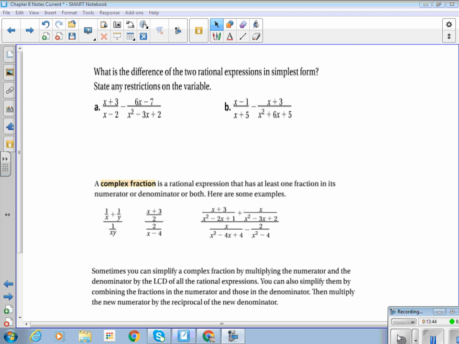Go ahead and take a moment. Subtraction is super close to addition, so it's minusing. The only tricky part is making sure you minus what's behind the minus sign. So go ahead, if you're watching at home, pause the video, find the LCD for x minus 2 and x squared minus 3x plus 2.